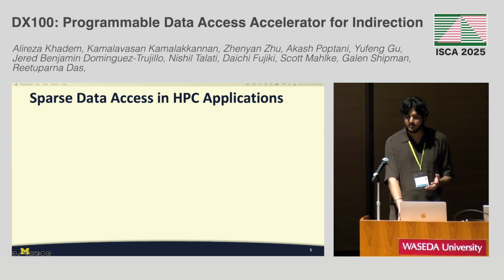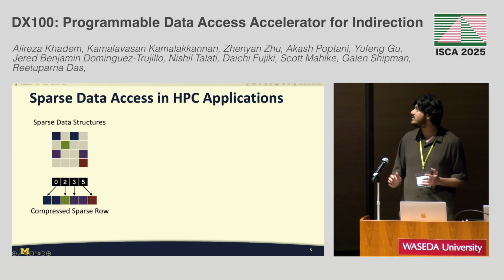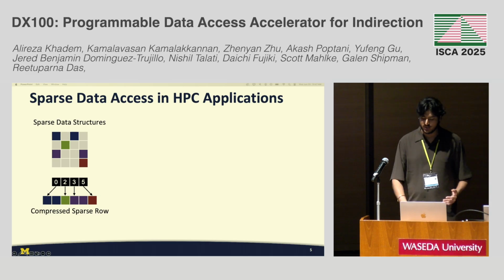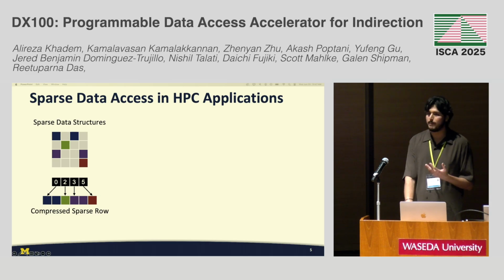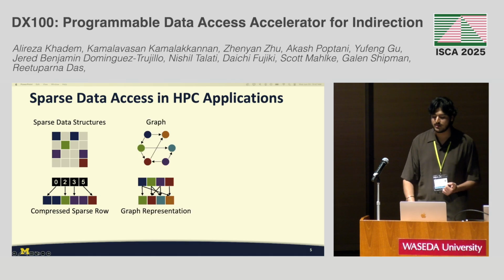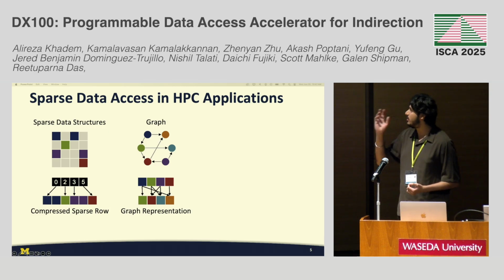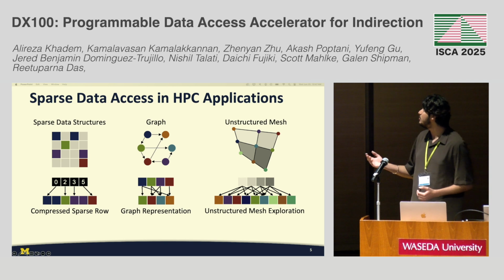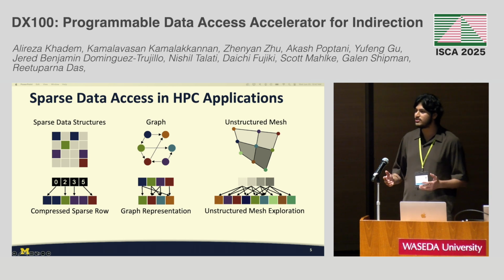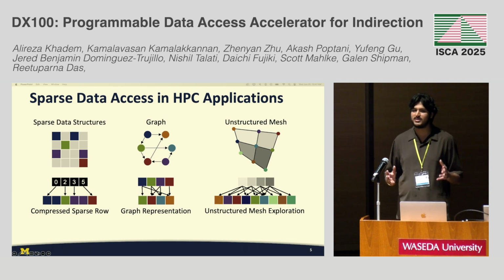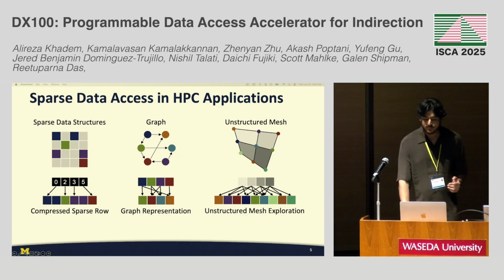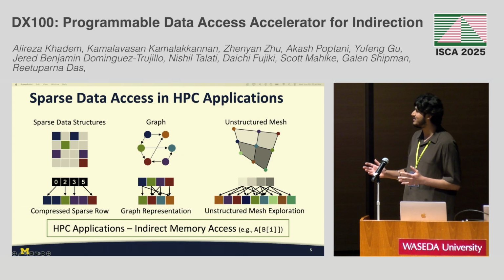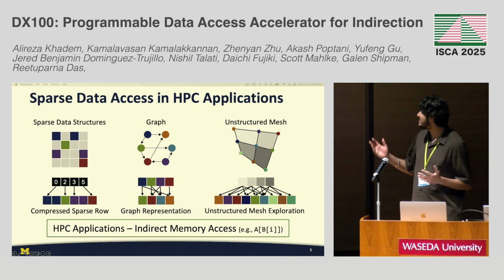We analyzed the HPC applications and found that there are three common data structures. The first one being sparse data structures, such as compressed sparse row, CSR. The second being graphs, which are used in graph representation and analysis. And the third one being unstructured meshes, which are used in unstructured mesh exploration in adaptive mesh refinement-based applications. A common factor for all three of them is that they all have indirect memory accesses, such as A of B of I.